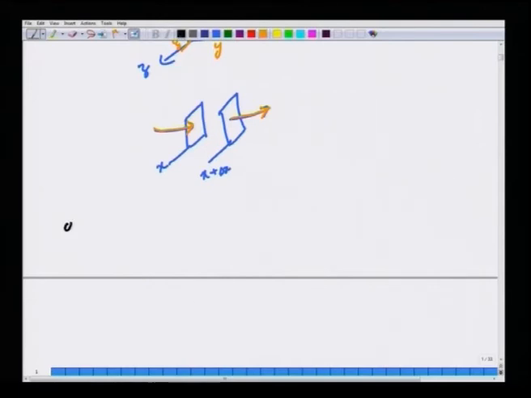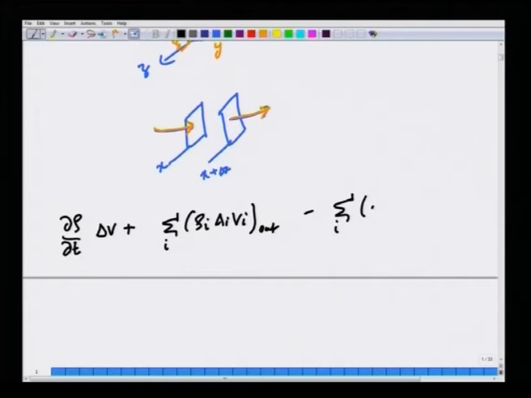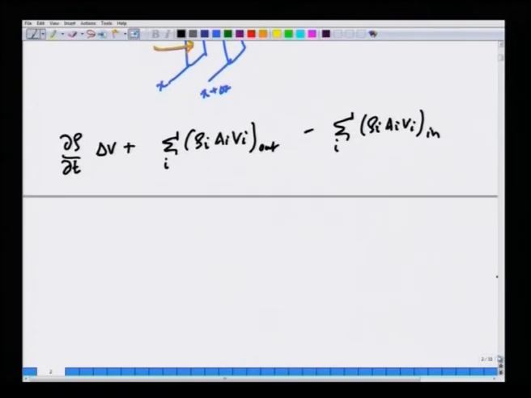So, we had this equation d rho dt times delta V plus summation I rho I A I V I over the outlets minus rho I A I V I over the inlets. This is what we are going to use to derive the equation. Now, to do that, first of all we have to account for the amount of mass that enters at x, and then we have to find out the amount of mass that leaves at x plus delta x.